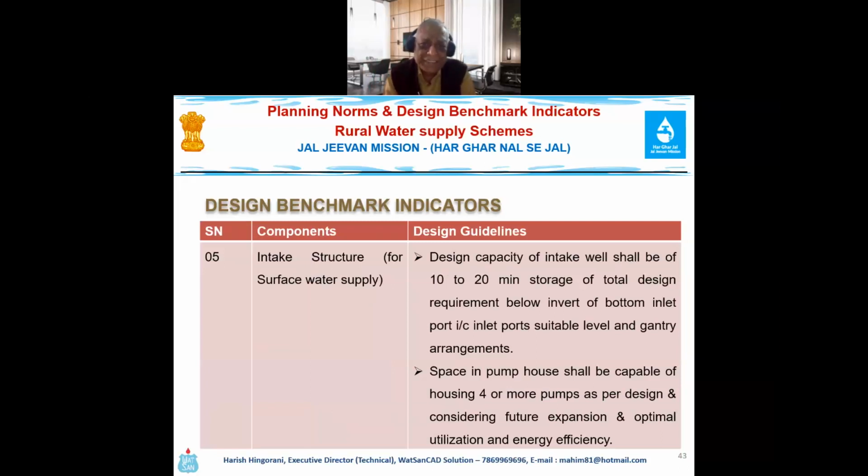Intake structures: in a number of schemes I have seen the intake structure holding capacity adopted as even 1 hour, but as per design guidelines it should not be more than 10 to 20 minutes maximum. Appropriate inlet ports should be provided along with the gantry arrangements.